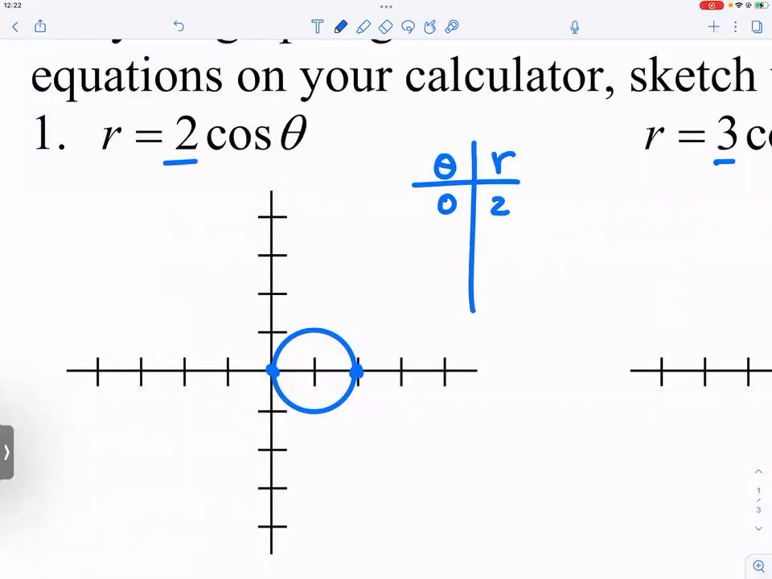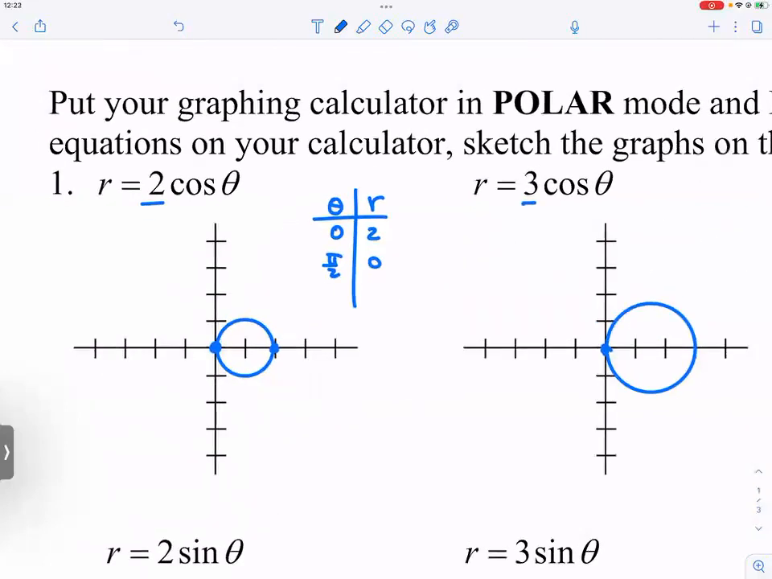What about pi over 2? When theta is pi over 2, cosine pi over 2 is 0. So that's why you have this point right here at the origin. Now, something special about these two circles is, hey, can you see the quadrants that these circles are occupying? They're only occupying quadrants 1 and 4.